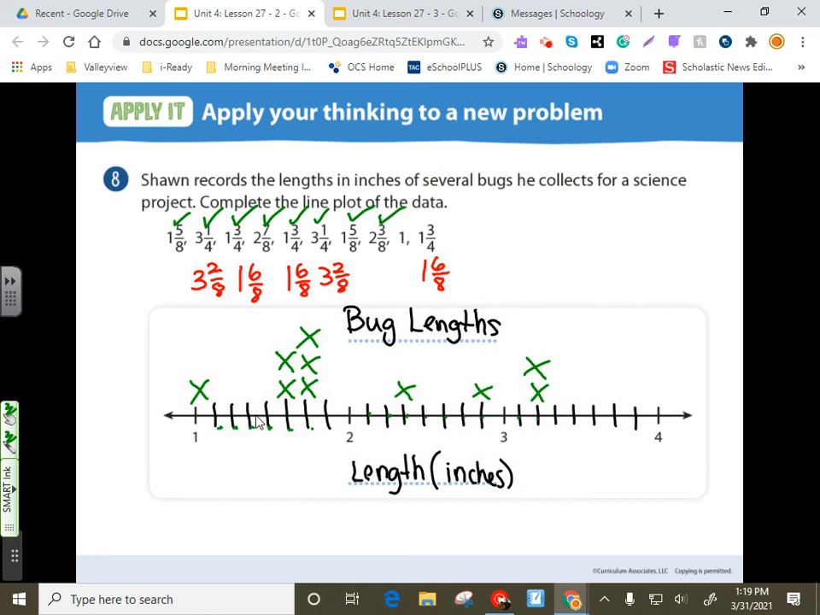We can see the total number of bugs that he measured. We can see that 1 and 6/8 had the most. And this also helps you see that, maybe like this section right here, a lot of the bugs are normally this width, and some can be really small and some can be really big, but there's almost like an average length for a bug. But again, once you have the data graphed, you can do whatever you want with it.